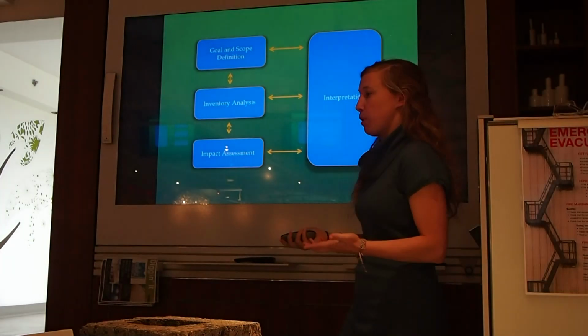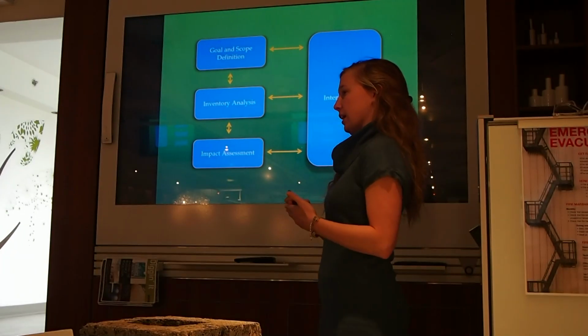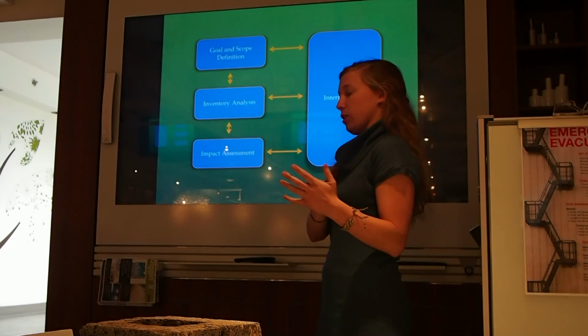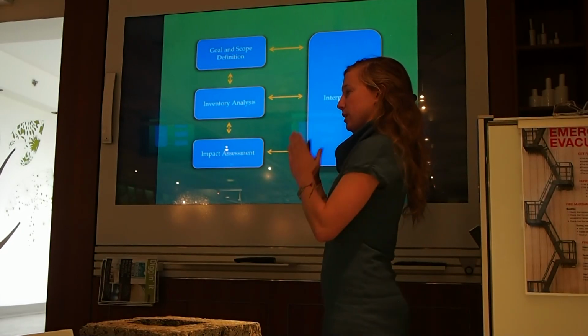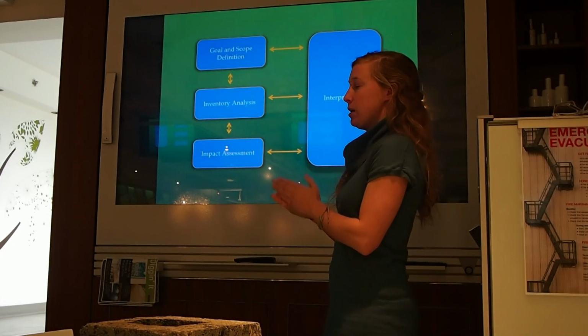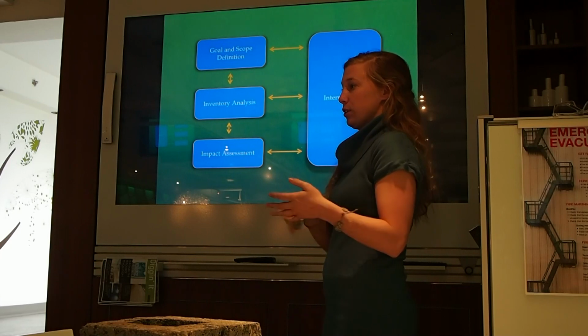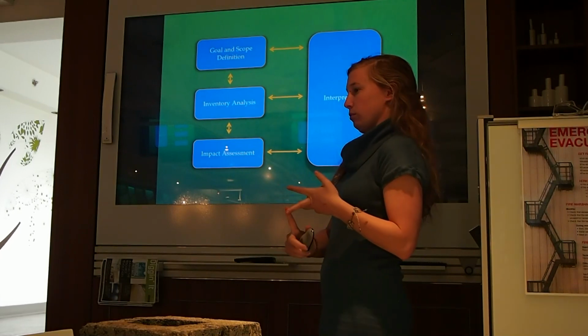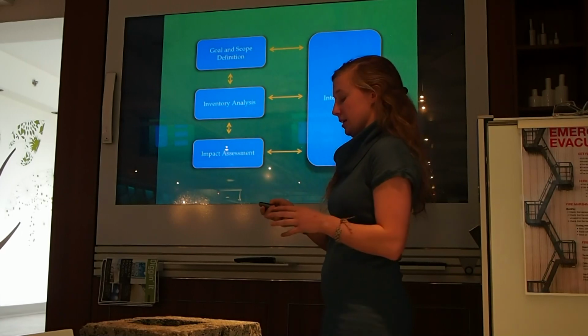So the third part of your assessment is the actual impact assessment. So this is actually taking all of your inputs from nature and from the Technosphere and all of your outputs, and it measures them and quantifies them into different impact categories that I was speaking to earlier. So like your global warming potential, eutrophication potential, these are all within the impact assessment.